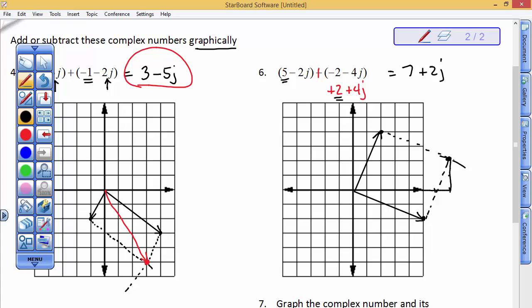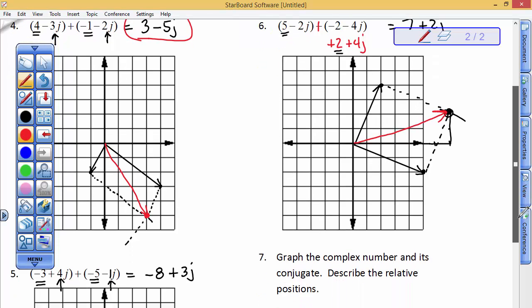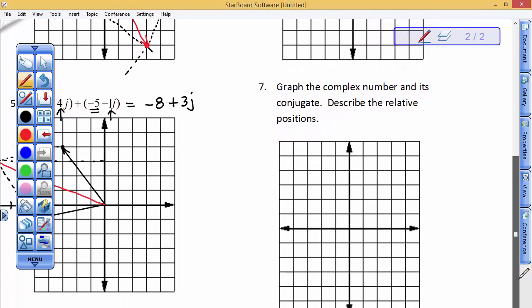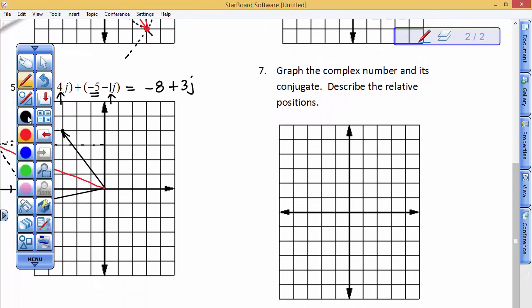All right, graph the complex number and its conjugate. Describe the relative position. So let's just pick one. Let's pick the complex number 2 plus 3j. So I go to the right 2 and up 3, and I'd have a vector right here. Well, its conjugate is 2 minus 3j. So I'd go to the right 2 and down 3. So here's its conjugate. All right, so it looks to me like they're reflective over the x-axis.